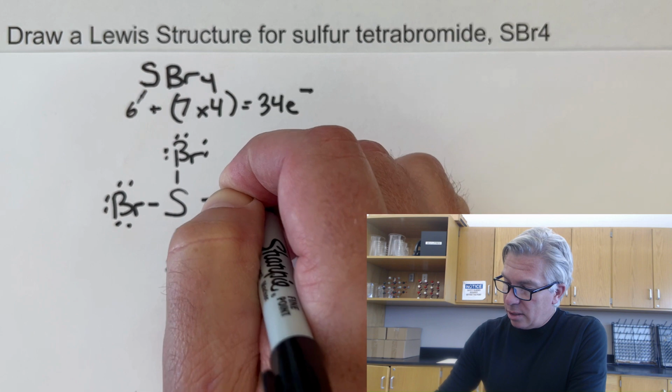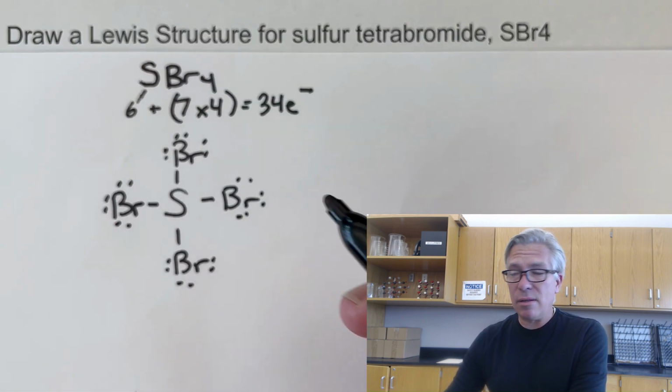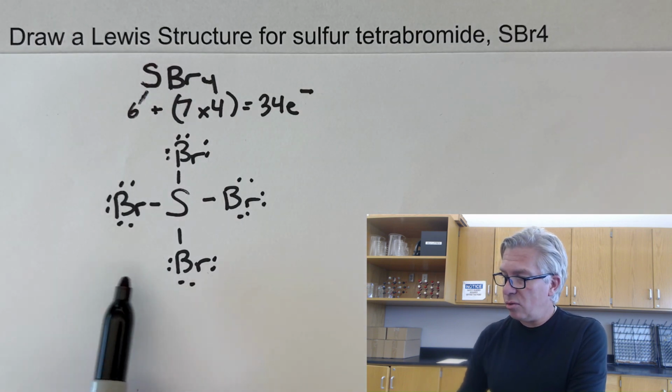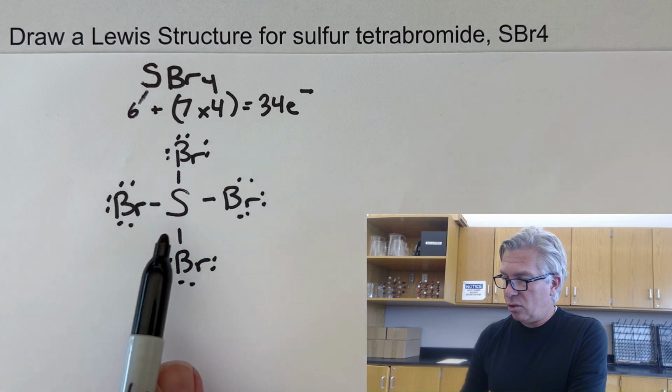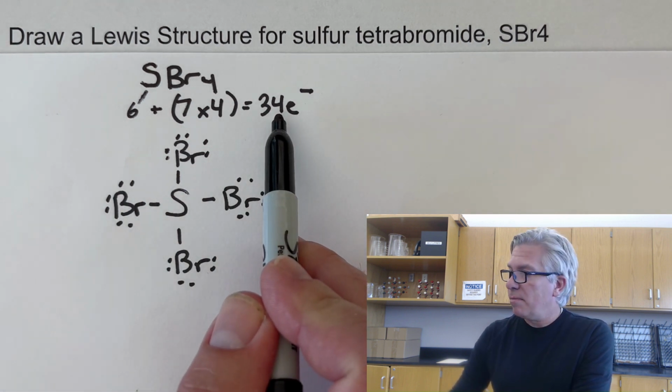Now when you do this, you may end up having to remove them or move them around later, but just start by giving them all 6 as long as you have enough. Now in this case, I've used up 32 electrons in this structure, 2, 4, 6, 8, and we do that 4 times, that's 32. I have 2 more to go. That's what my total is.